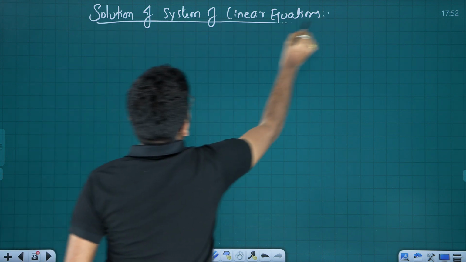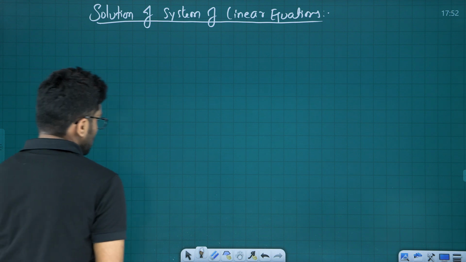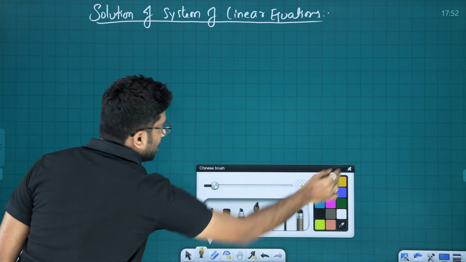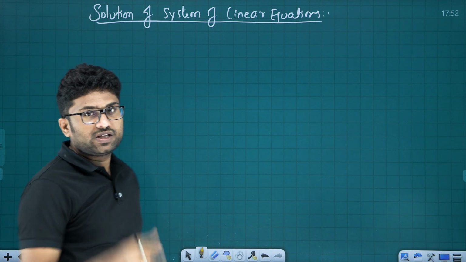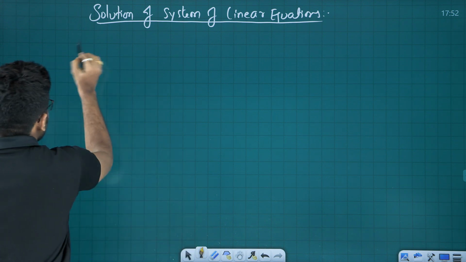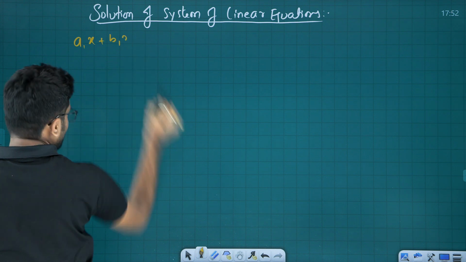Systems of linear equations can be homogeneous and non-homogeneous. First we will go with homogeneous. So I'm directly going with the 3 by 3 matrix, friends. Whether it is 3 by 3 or 2 by 2, the approach is the same. First, let me take a system of linear equations.